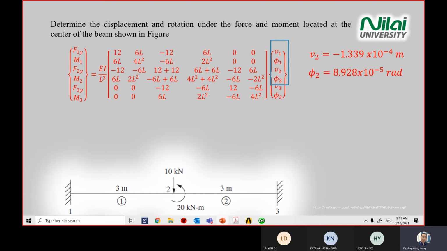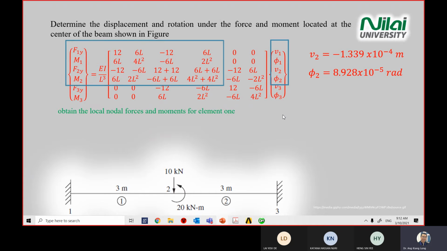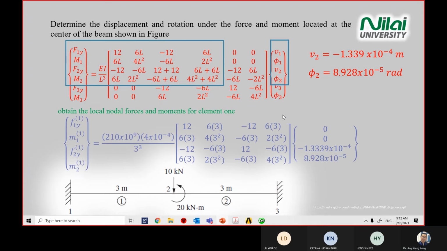We need to determine displacement for the other, so we only solve the 2. So we need to put in everything that we know. We focus on individual element. We take what we have for the global dimension, capital F. When you look at individual element, then remember to chain it to small f and small m. And you just copy all the displacement that you know.